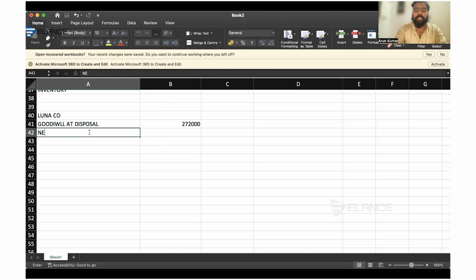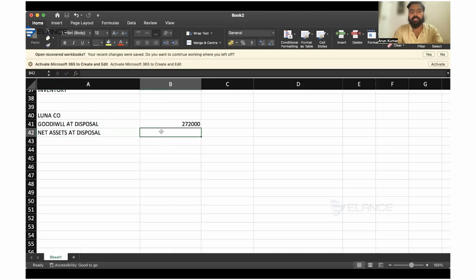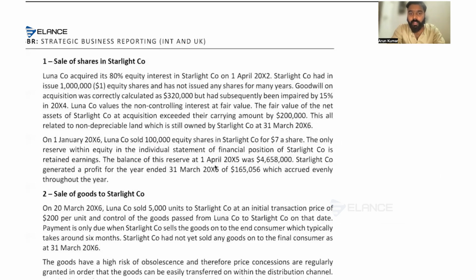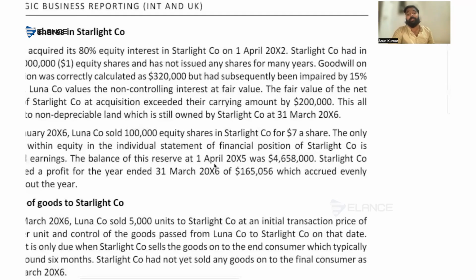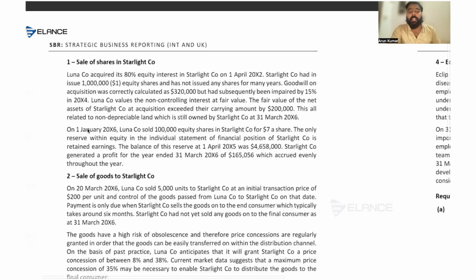So we need to find the net assets at disposal as well. How much is the net assets? They have said that the balance on the reserves is 4,650,000 directly in the question. But it is on 1st April 20x5. I need to know the net asset value on 1st January 20x6. How will you find it?